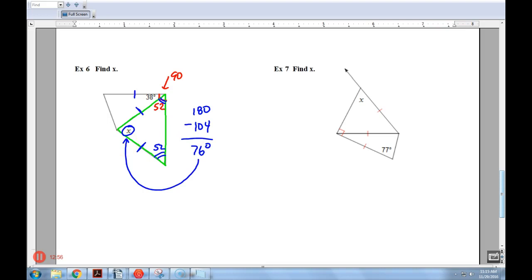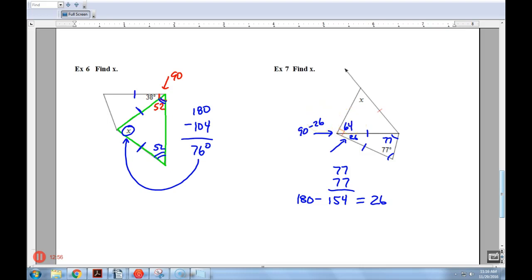Looks like kind of a similar game over here. I have an isosceles triangle. Base angle, base angle. Base angles are always equal. So that's 77 and 77. I add those together, which puts me at 154. So to figure out this vertex angle, I do 180, subtract 154, which is 26 degrees. Now using this 90-degree fact right here, I subtract 90 minus 26, and that's going to give me 64 right there.